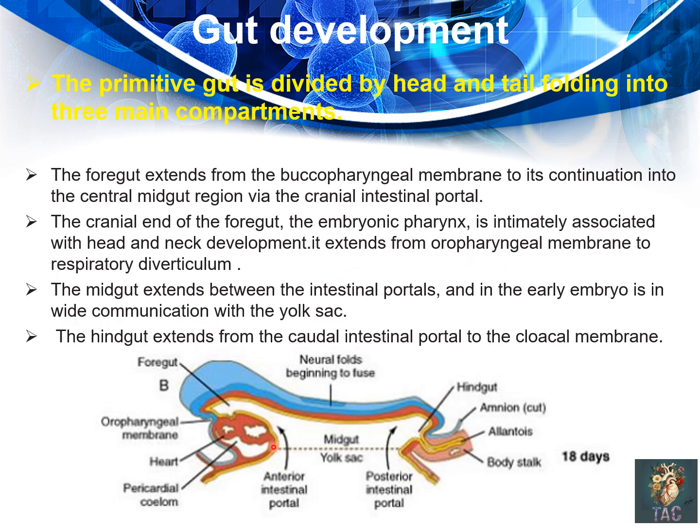The midgut extends from the anterior or cranial intestinal portal to the posterior or caudal intestinal portal. And the hindgut extends from the caudal or posterior intestinal portal to the cloacal membrane. So these are the 3 different parts of the gut tube which are incorporated into the body cavity because of the folding of the head, folding of the caudal eminence, and lateral folds of the embryonic body. So this wide connection, like a purse string suture, is incorporated into the body of the embryo.